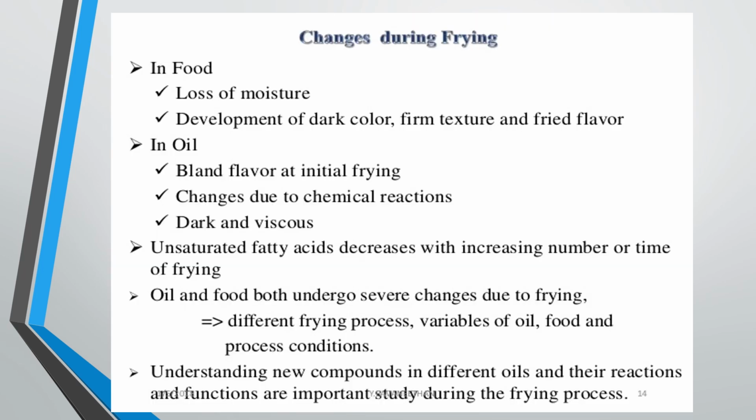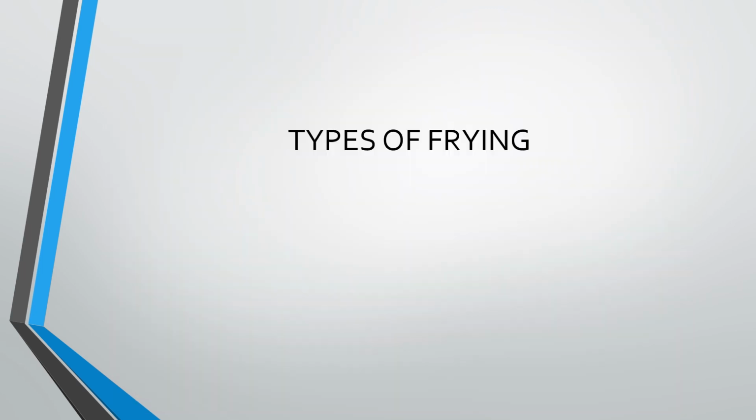In food, we have loss of moisture. We can see the development of dark color, firm texture and fried flavor. In oil, we can see a bland flavor at initial frying stages and changes due to chemical reactions. We can see the viscosity, dark and viscous. Next, the unsaturated fatty acid decreases with increasing number or time of frying. Oil and food both undergo severe changes during frying. This depends on different frying process, variables of oil, food and process conditions. Understanding new compounds in different oil and their reactions and functions are important during the frying process.